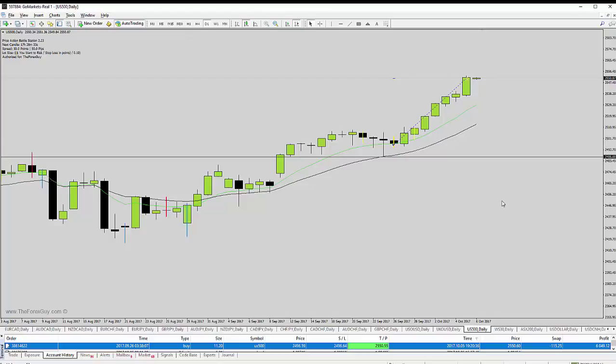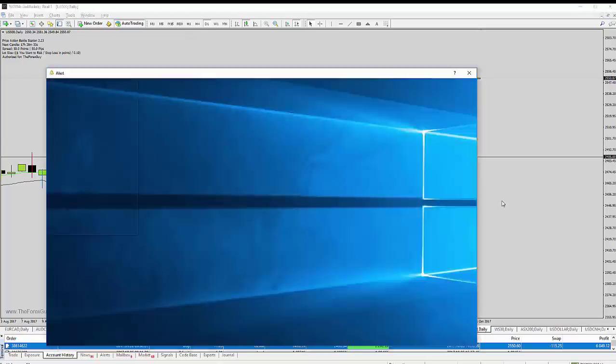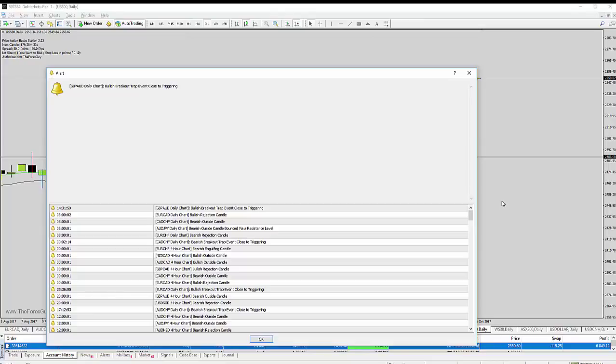And I am working on a lot of other really cool stuff as well. And I know you guys really push me to do more videos like this, but oh, here's the Battle Station right now. So speak of the devil, we've got an alert come up. The Pound Aussie, we've got a bullish breakout trap event close to triggering. So we'll just have a quick look at that.